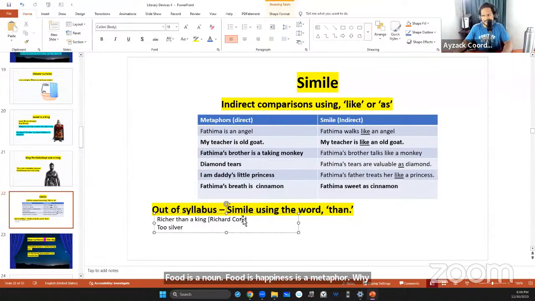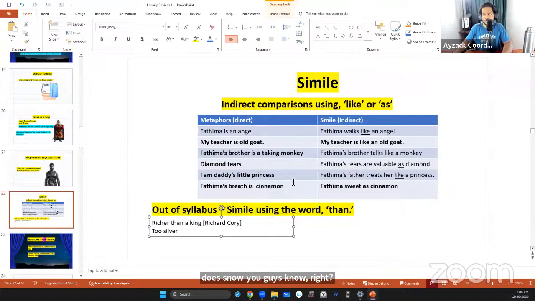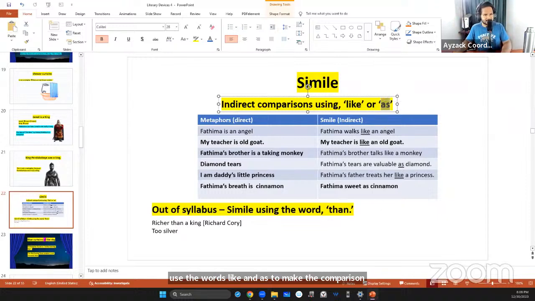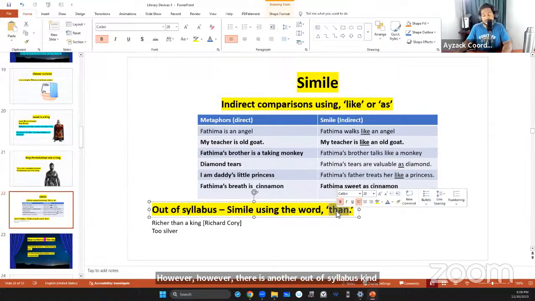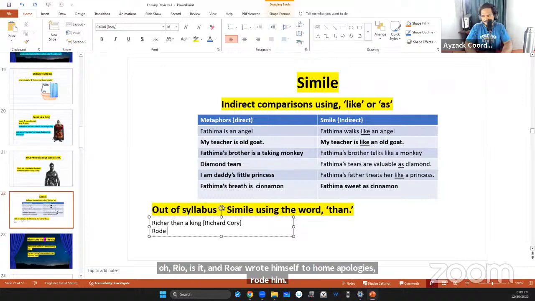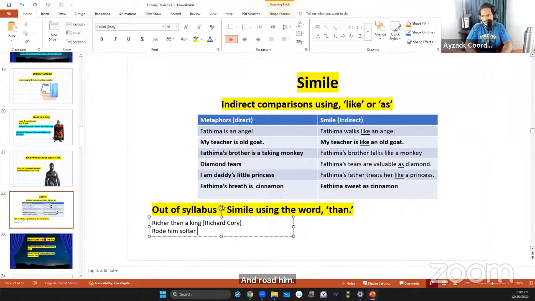Basically, similes are indirect comparisons when you use the words like and as to make the comparison. However, there is another out of syllabus kind of simile that you guys have to learn, and that is using the word then to make the comparison. Then is it? And rode him softer home. Apologies. Rode him softer home. Then oars divide the ocean.